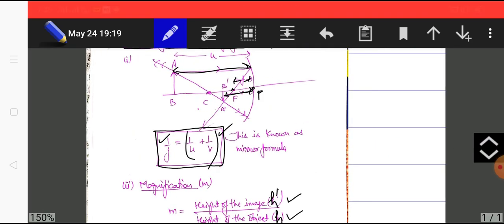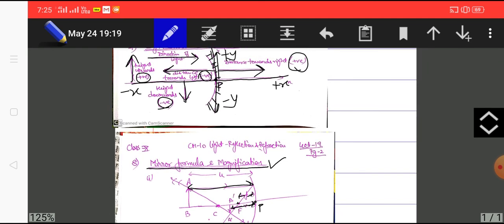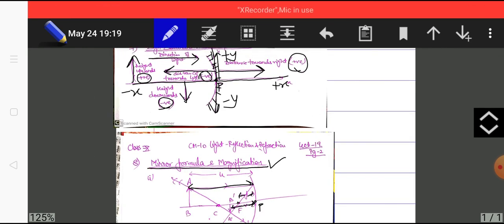Pay attention, practice the ray diagrams. Now you have learned a total of 8 ray diagrams. We will also study 8 ray diagrams of lenses, 2 for concave and 6 for convex.